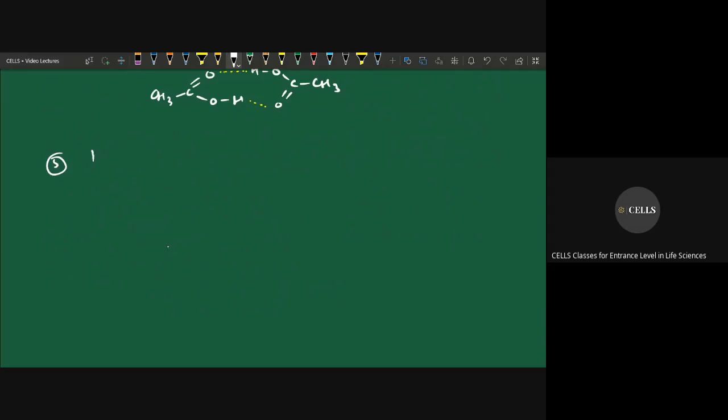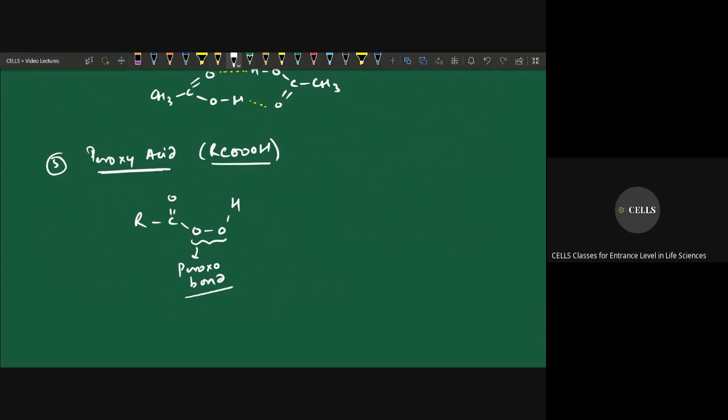Suppose we have a peroxy acid. Peroxy acid is RCOOOH, 3 O are there. Peroxy, because there is a peroxy bond. Suppose, see this very carefully. Peroxy acid, normally it is present like this if you draw the structure. So this bond is known as a peroxo bond. This bond is known as a peroxo bond.